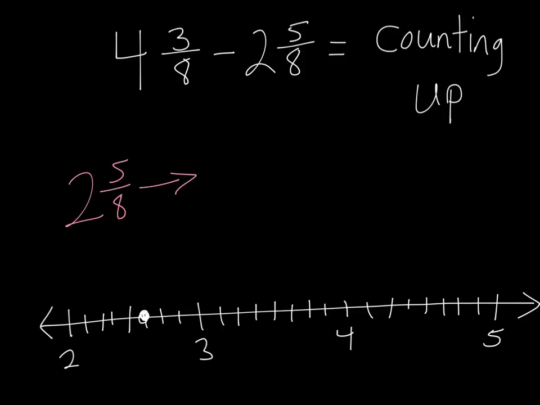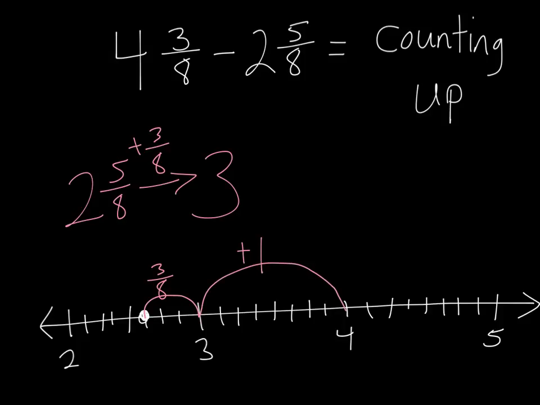Now, to count up, I want to see how many eighths it takes to get to the next whole, and the answer is 3/8. So 2 5/8 plus 3/8 gets me to 3. And now I'm going to see how many wholes it takes me to get to the next whole. So that's plus 1 whole. I can add 1 to get from 3 to 4.